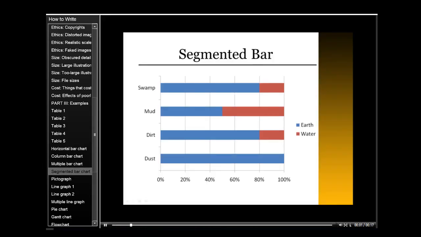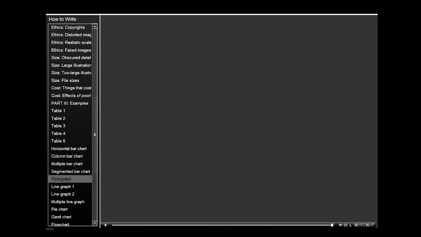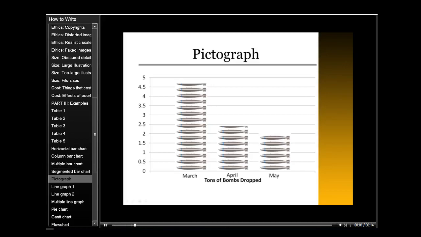We can do segmented bars. In case you aren't familiar with one of these, a segmented bar, each bar is an entire unit, and then the different parts will break it down in percentages. It's sort of a different take on a pie chart, if you would. We can do pictographs. Pictographs are sort of like columns in a bar chart, but instead of just bars, it's showing images of the thing we're talking about.